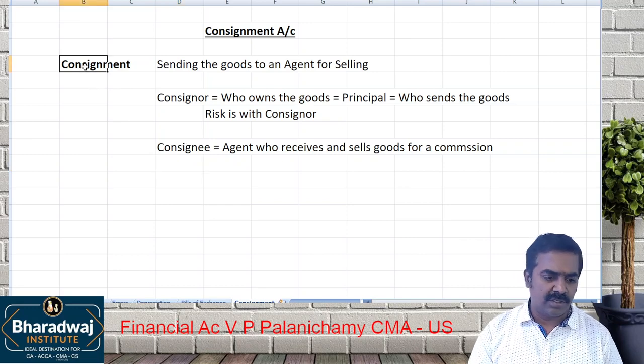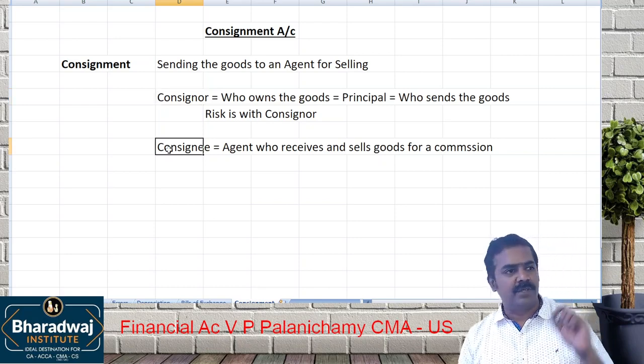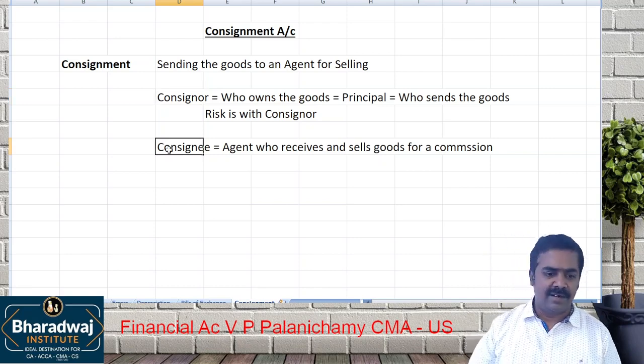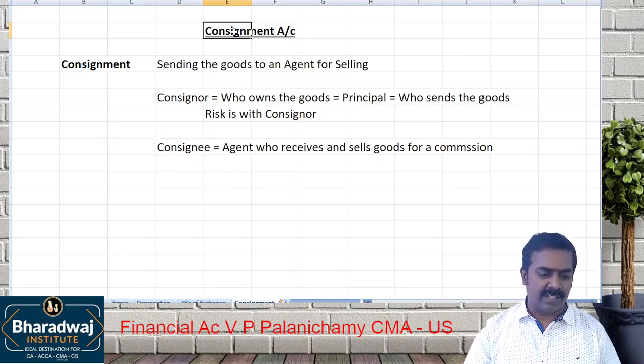So, what do you mean by consignor? The person who owns the goods. What do you mean by consignee? The person who receives the goods and sells them for a commission. For a commission. Okay. Now, a consignment account is prepared.